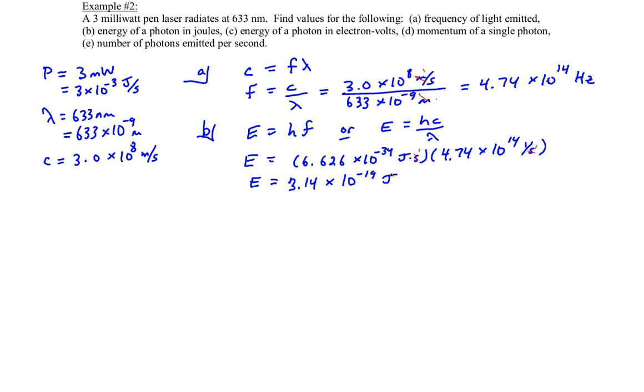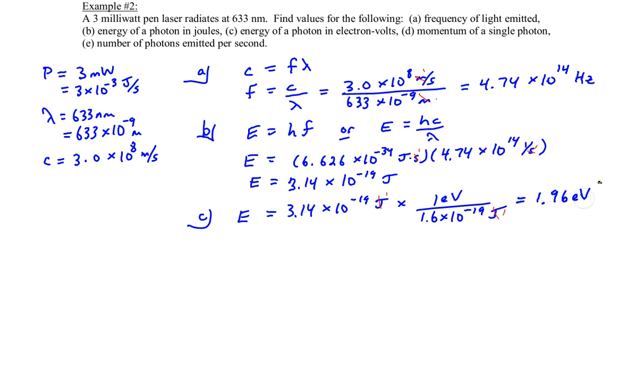You could also write this in terms of electron volts. Oh, actually, that's what we're doing in part C. Let's go ahead and do that. So we're going to convert this into electron volts. 3.14 times 10 to the power negative 19 joules. To convert from joules to electron volts, we're going to multiply by 1 electron volt on top and divide by what that is equal to in joules, which is 1.6 times 10 to the power negative 19 joules. Once again, you can see our units cancel out appropriately, so we'll have electron volts on top, and you'll get an answer of 1.96 electron volts.